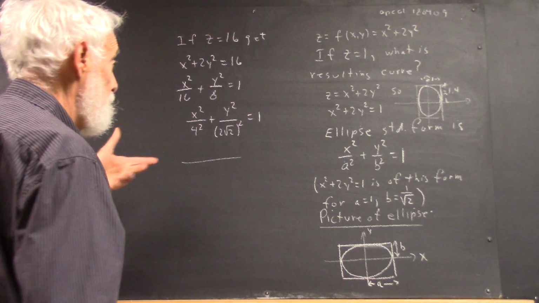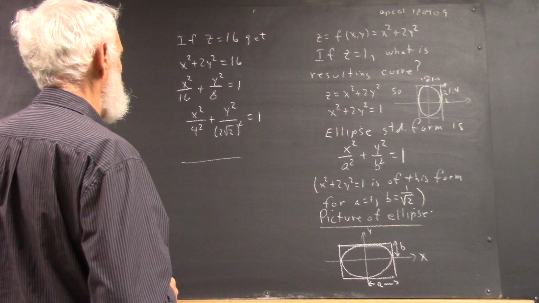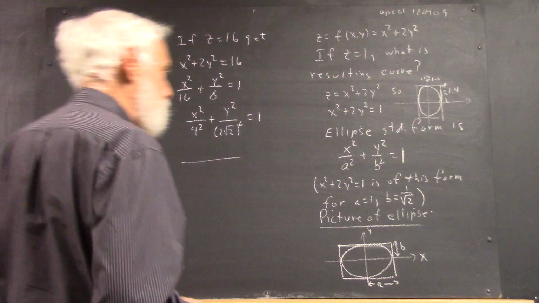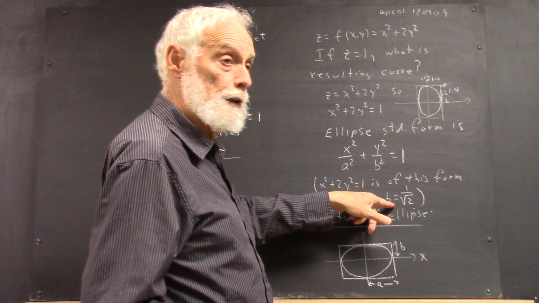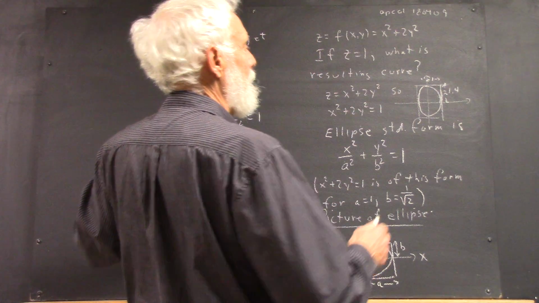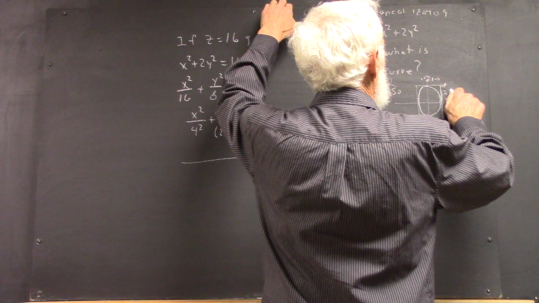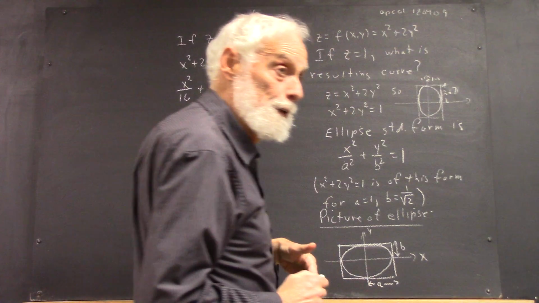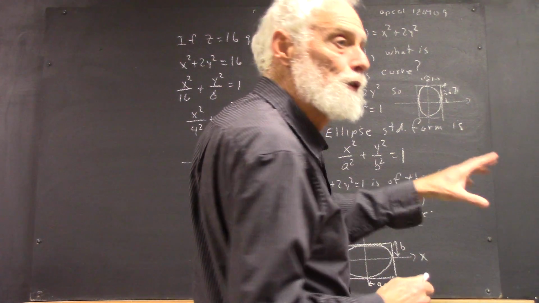Here, you know, I drew this wrong. I did square root of 2 instead of reciprocal square root of 2. This should be about 0.7, which means that the thing is wider this way than it is this way. Okay? So you can draw it right.